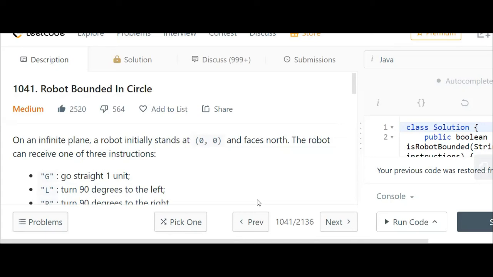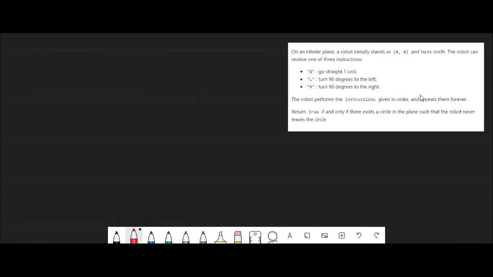Hi everyone. Today we are going to discuss the problem of robot bounded in circle. This is a little bit tricky problem, but it's very easy. I'll try my best to explain this in a very easy manner. So let's start. This is the problem statement.